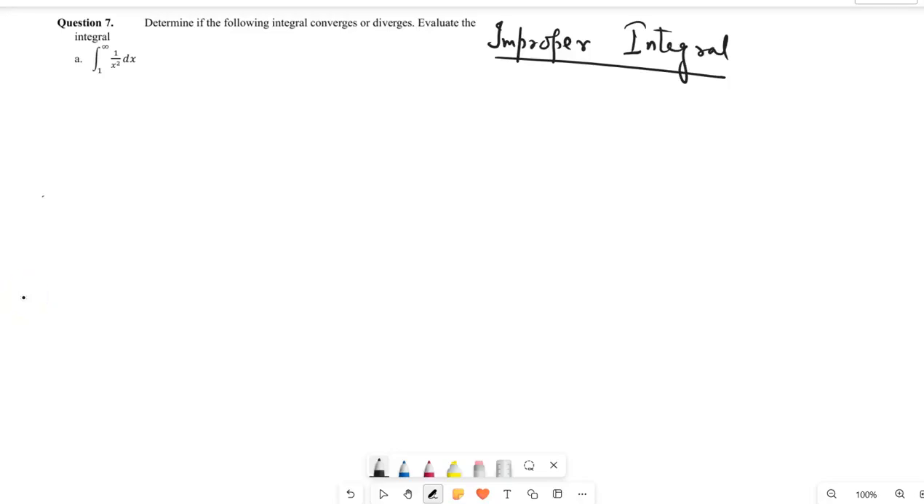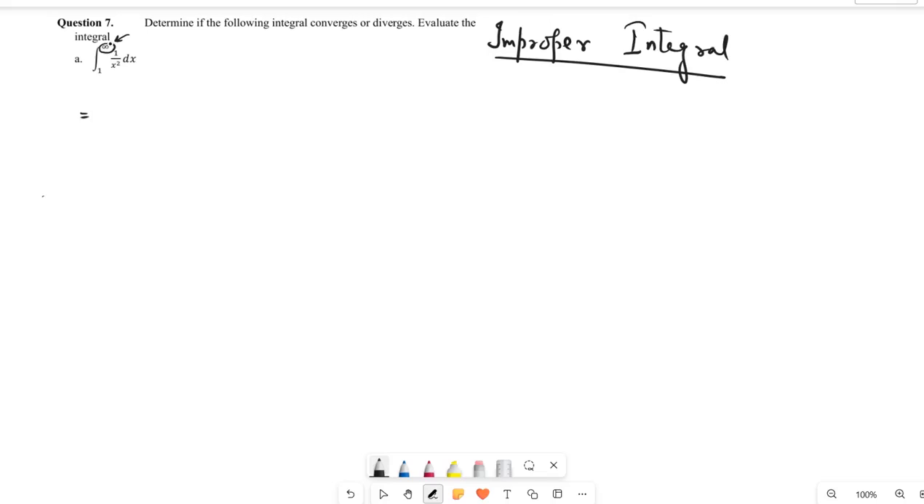Here we have question number 7 from the review. This is an improper integral. What does improper integral mean and why do we call it improper? This one is an example here. If one of the limits is infinity, that means this is an infinite kind of integral. We call it an improper integral.